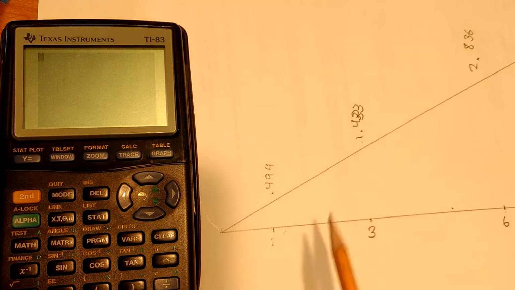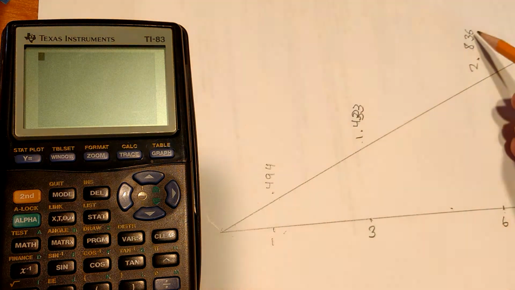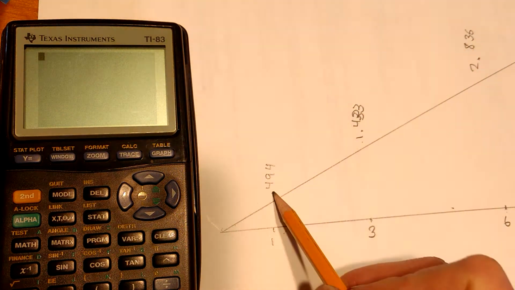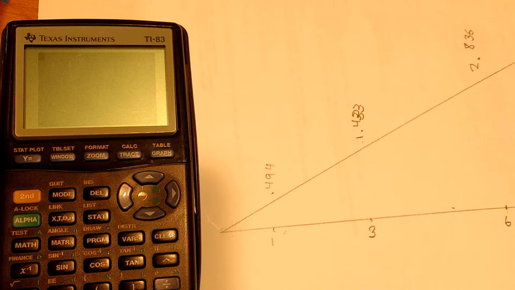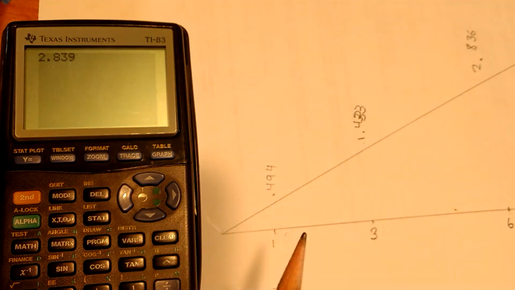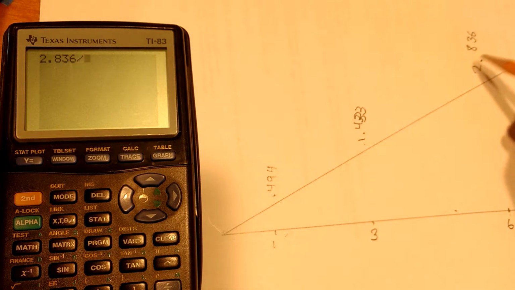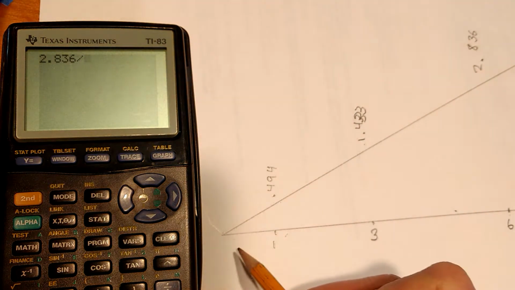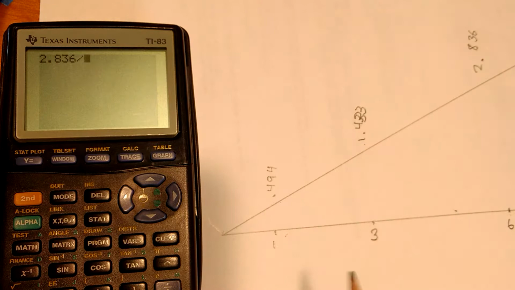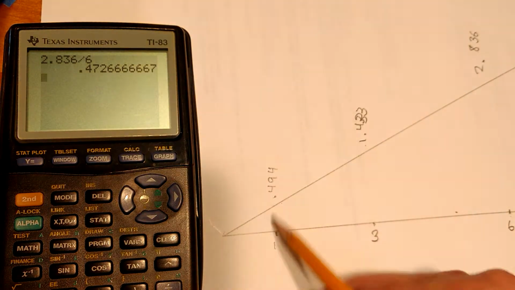Clear. So if we take and divide 2.836 by 6, I'll bet you that's the number we get there, or very close to it. So 2.836 divided by 6. So we're dividing the height by the distance, or the rise over the run if you want. So divided by 6 equals, look at that, 0.47. I mean, it's very close. I didn't measure that super accurately.